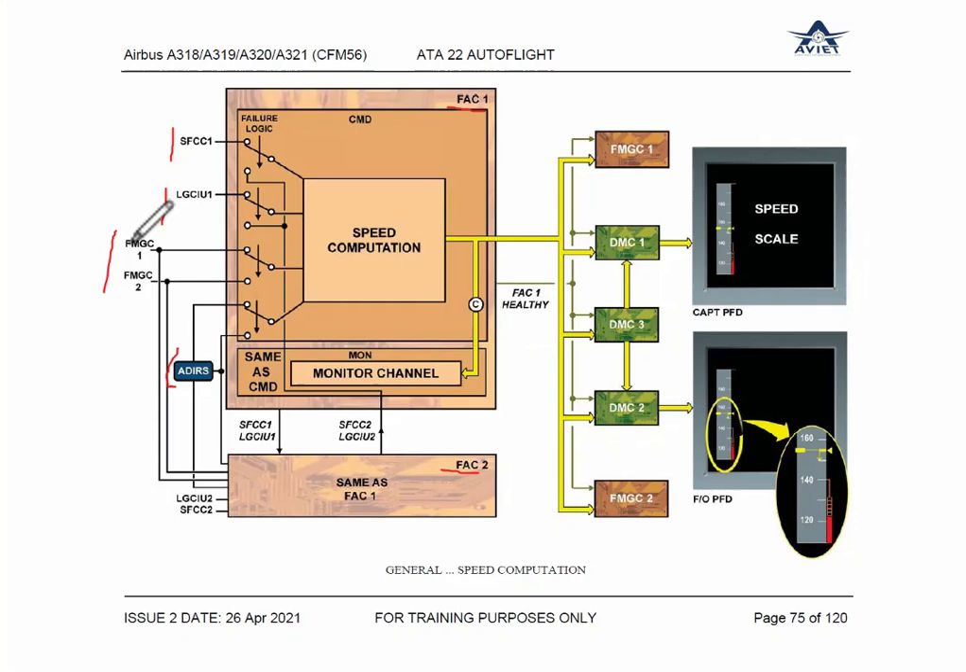ADIRS, FMGC 1 and 2 information. SFCC will give you the clean configuration or not clean configuration. LGCIU, whether the landing gear is extended or not extended. Accordingly, various speed computations will be done. And from here, it will be given to all three DMCs.